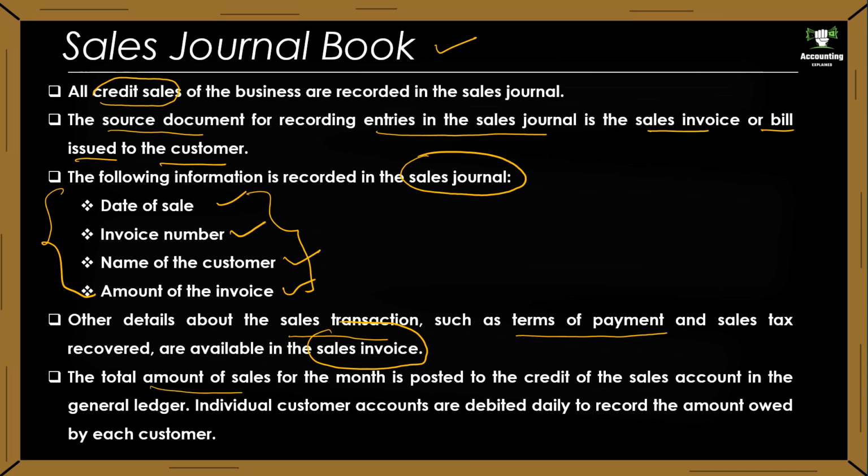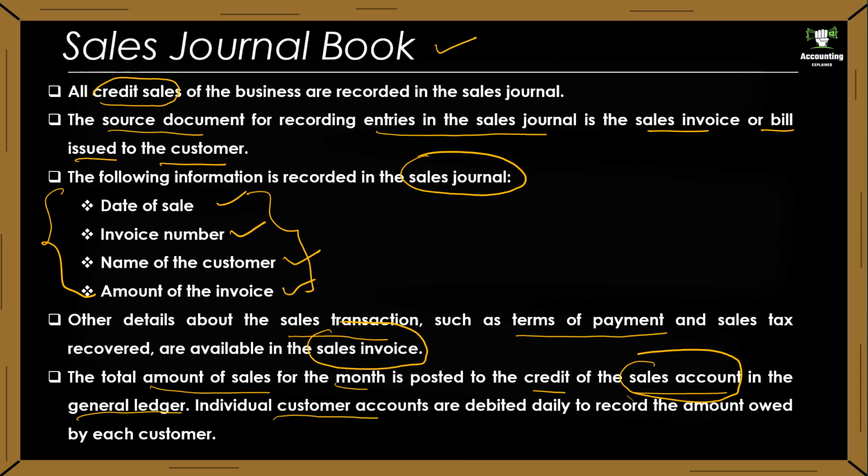The total amount of sales for the month is posted to the credit of the sales account in the general ledger. Every month the sales journal book will be closed and the balance will be taken to the sales account of the general ledger. This sales account will have both credit sales and the cash sales. Cash sales will come from the cash book and credit sales will come from the sales journal book.